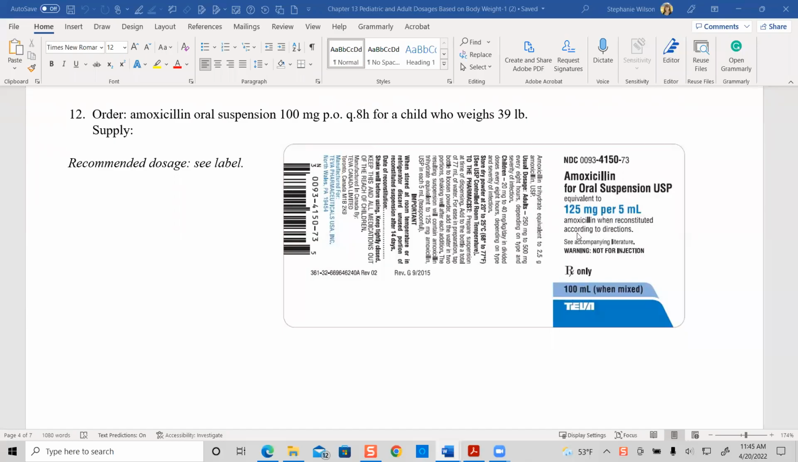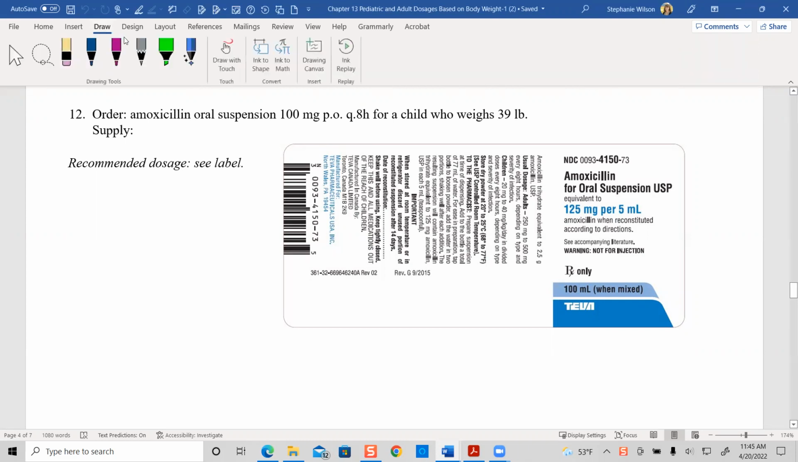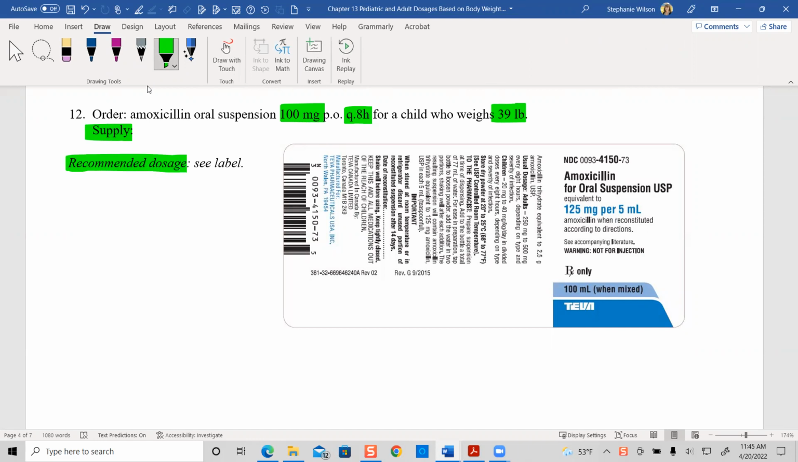I want to talk about how to determine if an order is safe. So let's solve using this example here. We have an order of amoxicillin oral suspension of 100 milligrams by mouth every 8 hours for a child who weighs 39 pounds. We have a supply that's given to us, and on the supply it has a recommendation.